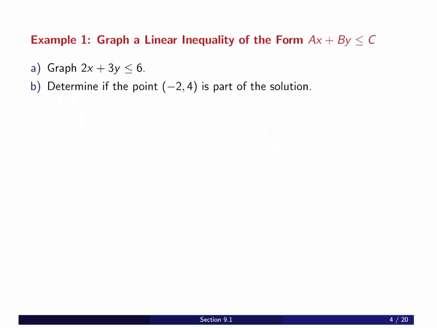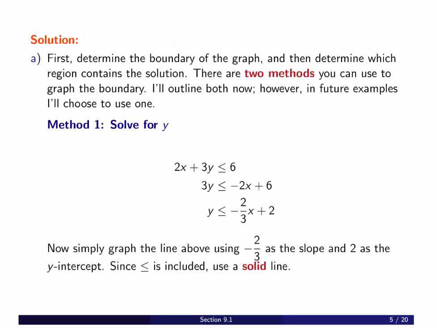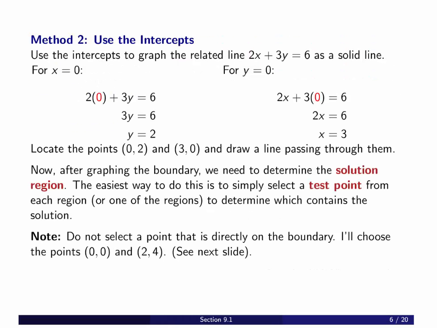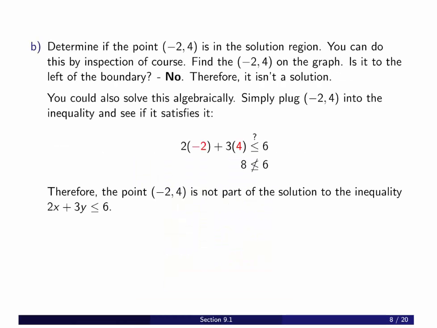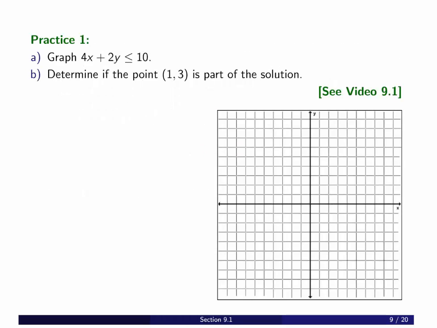So, we're going to get into an example. Take a look at the example I did here, where I went through various methods of how to solve it. I'm going to use one particular method in my example, so there's a lot of explanation there. But let's get to our practice problems. It says graph 4x plus 2y is less than or equal to 10, and then determine if the point (1, 3) is part of the solution. So here we go.